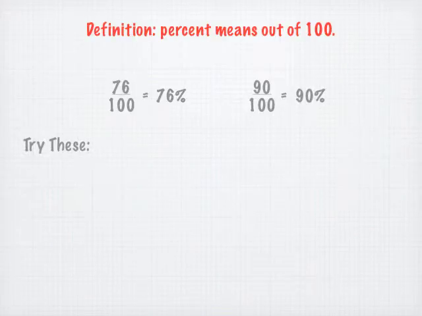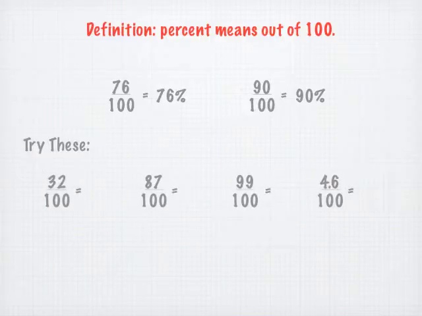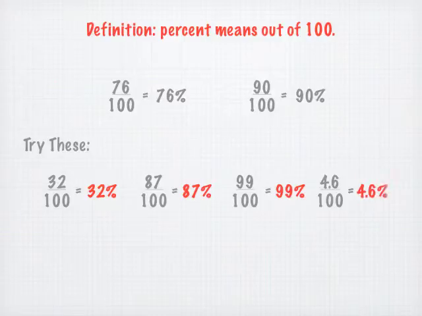Alright, let's see if you can do some. What I'd like you to do is pause it, find the answer, and then see what you get. Did you get this? 32%, 87 out of 100 is 87%, 99 out of 100 is 99%, and 4.6 out of 100, 4.6%.